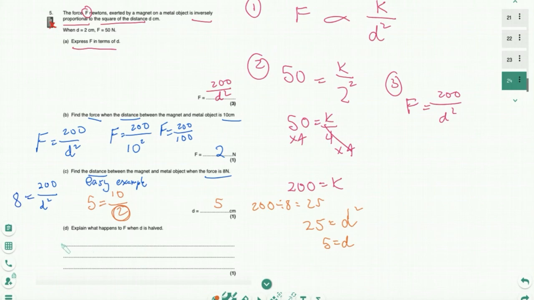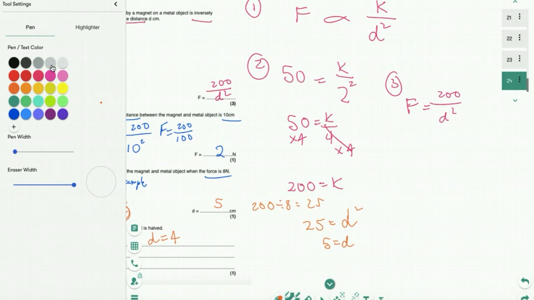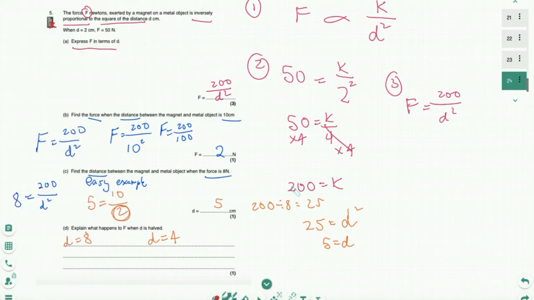I'll just choose two values for d. D can be 8, and then I have to half it. D is halved, so d can be 4. So I'll put d as 8 into my formula, and I'll put d as 4 into my formula and see the difference. So let's use our formula and solve when d is 8. So f equals 200 over 8 squared. So f is equal to 200 over 64.